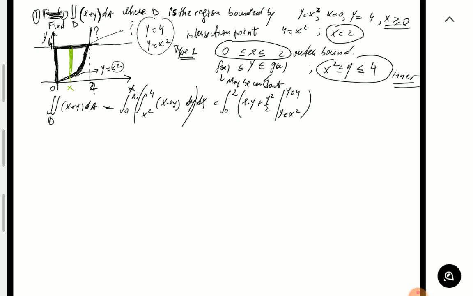Once I plug in those bounds, the result is going to be integrated with respect to x. So again, there's lots of room for computation error, so go slow. Plug in 4 for y. I end up with 4x plus 16 over 2, that makes it 8. Plug in x squared for y. That's x times x squared, that makes it x cubed, plus, pay attention here, y squared. If y is x squared, that makes it x to the fourth, dx.